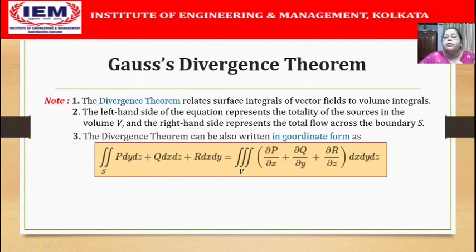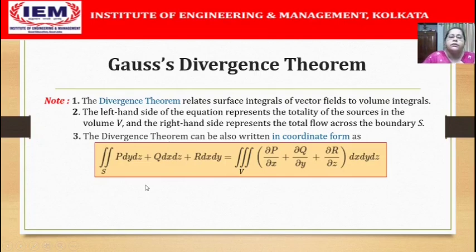And lastly, let us note the form of the divergence theorem in Cartesian coordinates. See that the volume integral of divergence F dV, as F has the components P, Q, R, will now be given as del P del x plus del Q del y plus del R del z, and the volume element in Cartesian coordinates is dx dy dz. And the surface integral F dot n dS may be written as P dy dz plus Q dx dz plus R dx dy over the surface S.